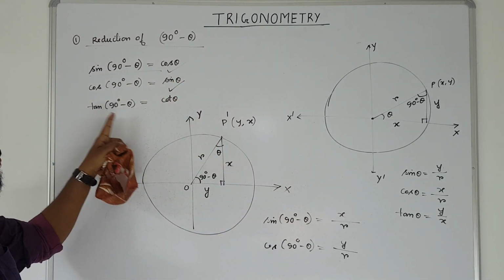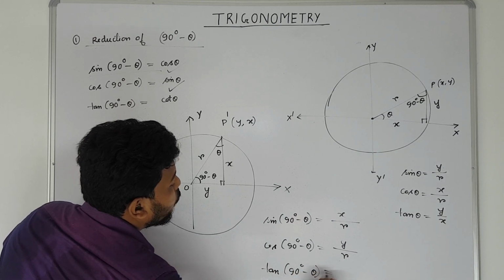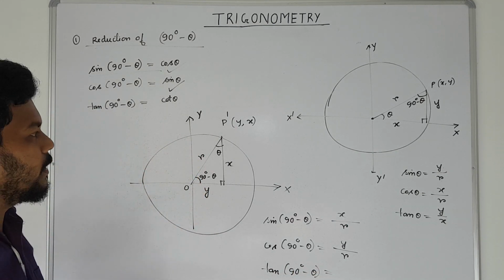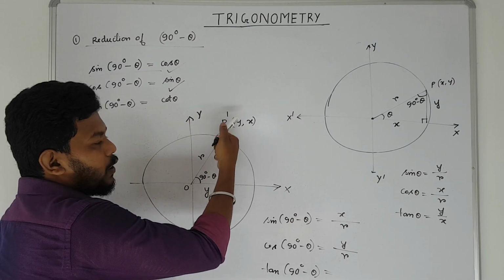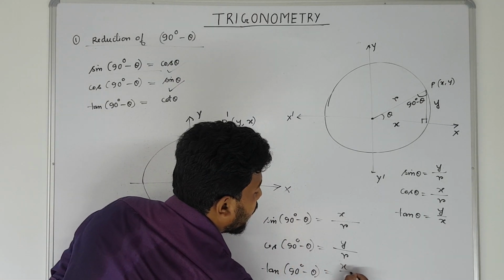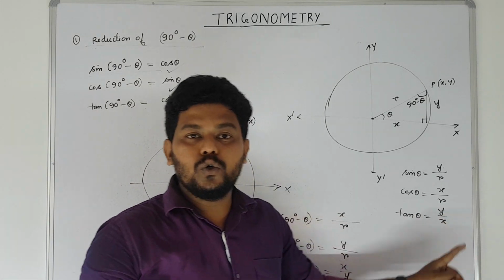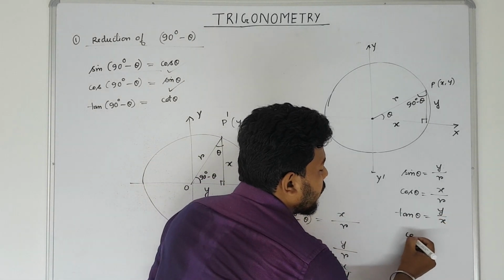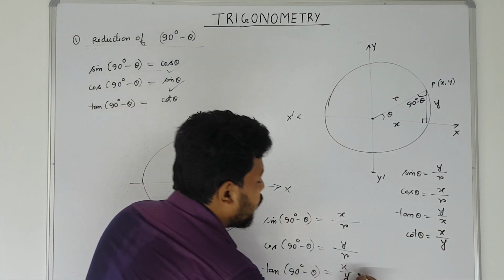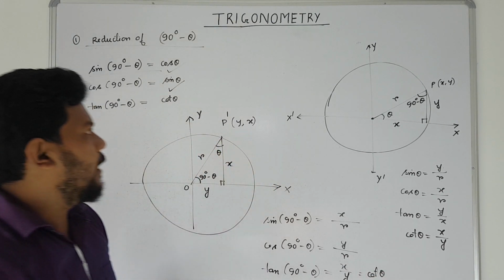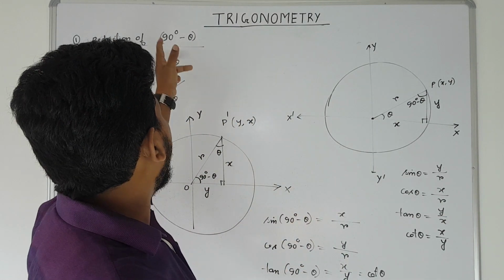And for tan 90 minus theta, it is equal to the ratio of y coordinate divided by the x coordinate. For this point P dash, the x coordinate is y and the y coordinate is x. So it will be equal to x by y. Now from this figure, tan theta is equal to y by x. So what is cot theta? We can write cot theta is the reciprocal of tan, so it must be equal to x by y. So I can write this equal to cot theta. This is the reduction formula of 90 minus theta.